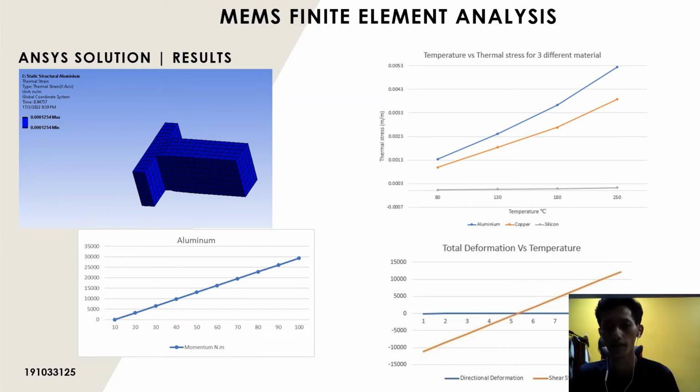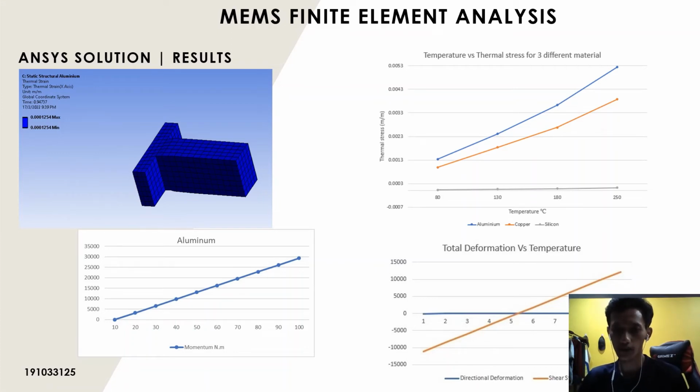For the first graph here, this is the temperature versus thermal stress for 3 different materials. We insert the same input here, which is temperature, for the 3 materials. We observe the thermal stress. The 3 materials have different values of thermal stress, as they have different thermal expansion coefficients.